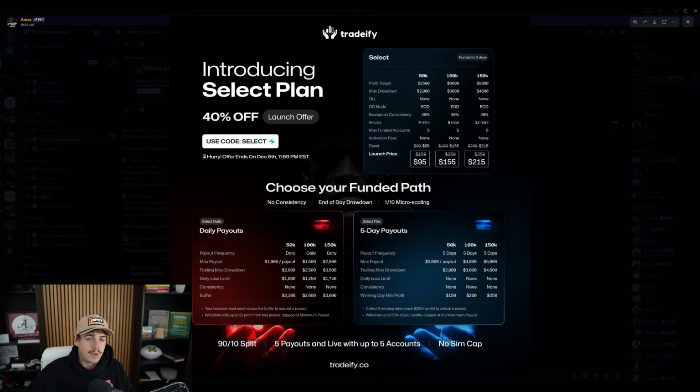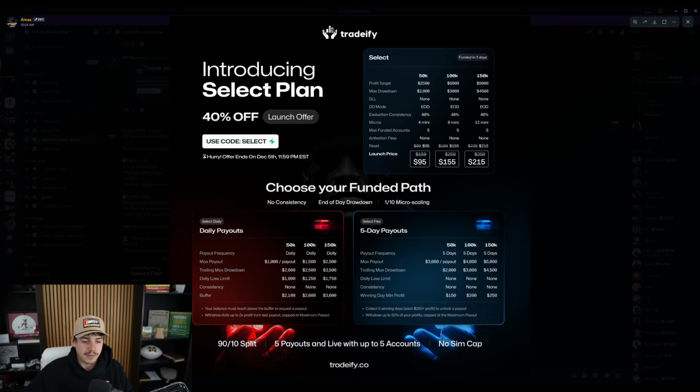Okay. So we have, again, here is the select plan. You have the daily payouts here. Buffer: your balance must reach above the buffer to request a payout. So you have to have more than $2,100 in your account to take out a $1,000 payout. Okay. And again, end of day drawdown here of 2,000, payout frequency daily.